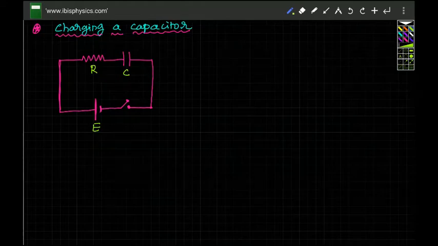What happens when we charge a capacitor, and how do we charge a capacitor? The building up of charges at the plates does not take place instantaneously. So in order to charge a capacitor, we have to connect it across an external source of EMF.